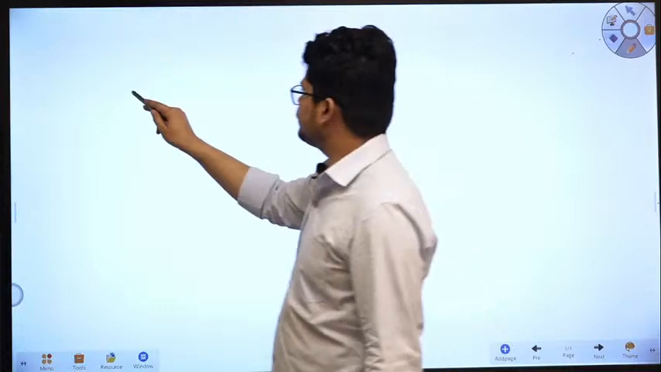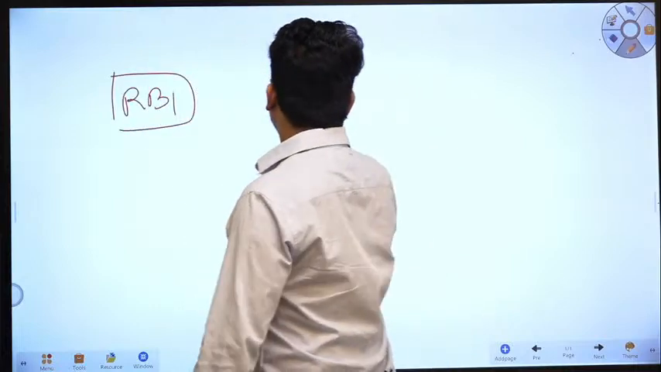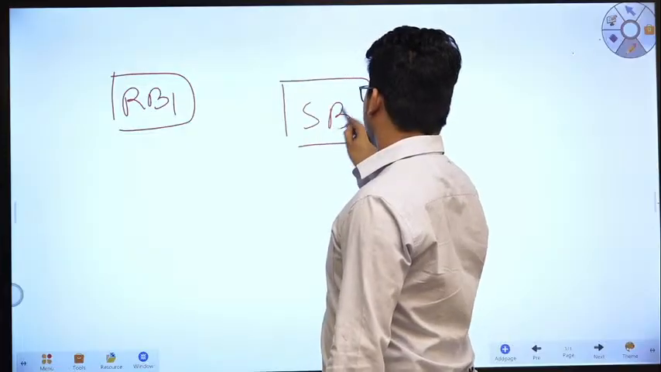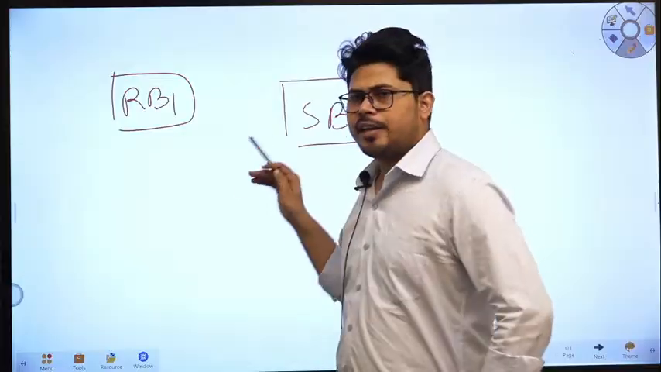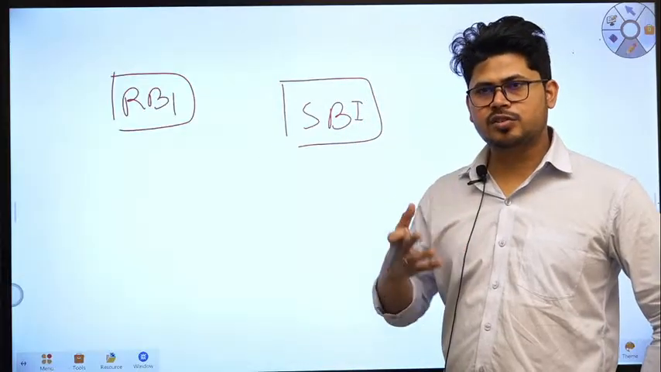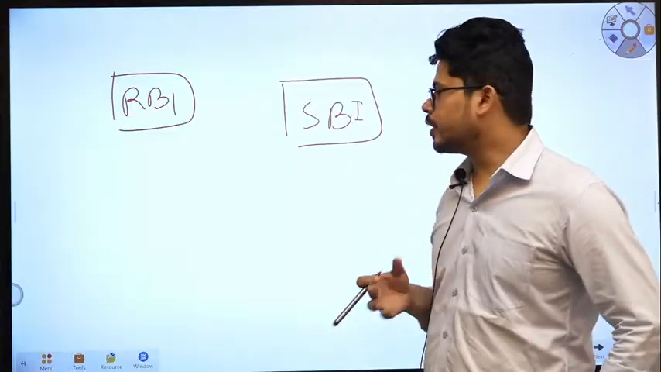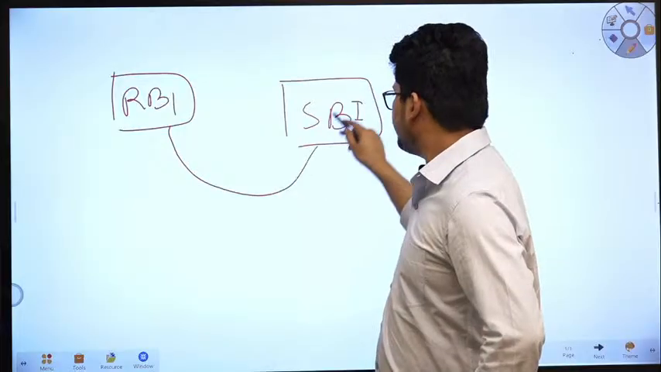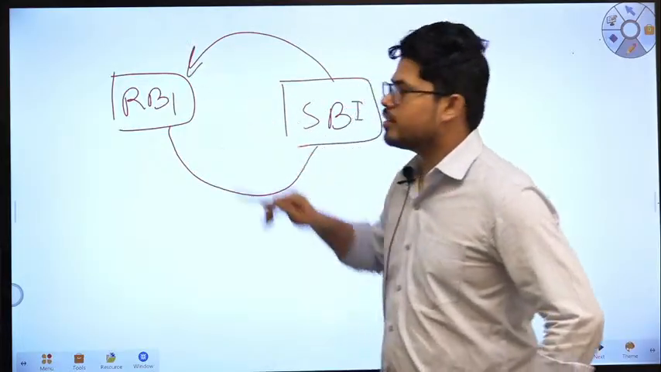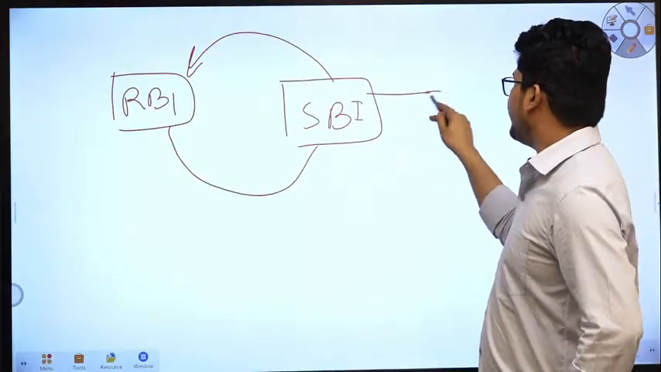RBI, okay, and for example commercial banks or SBI. The first one is RBI और SBI की bench rate जो interest rates हैं उसके बीच में कोई synchronism नहीं है. Okay, that means RBI's and SBI's interest rates are not in synchronism.